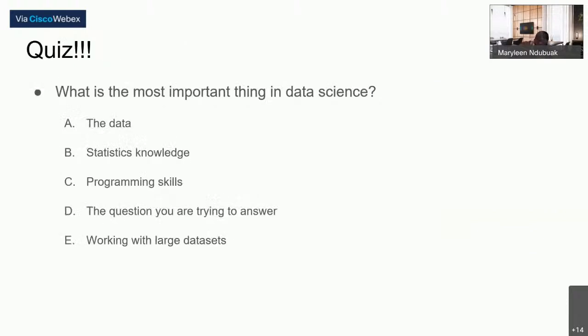Okay, another quiz. What is the most important thing in data science? Just put the answer, you can just say A, B, C, D, or E: the data, statistics knowledge, programming skills, the question you're trying to answer, or working with large data sets. Whichever, just put your answer on the chat board. If you're here on WebEx or on YouTube, you can just put that in the chat box.